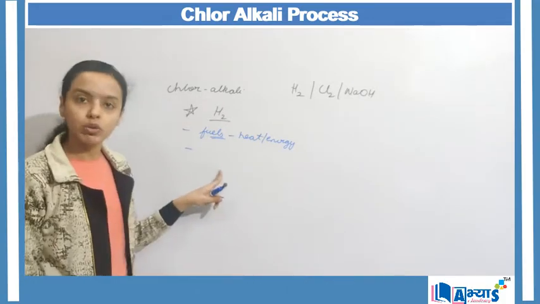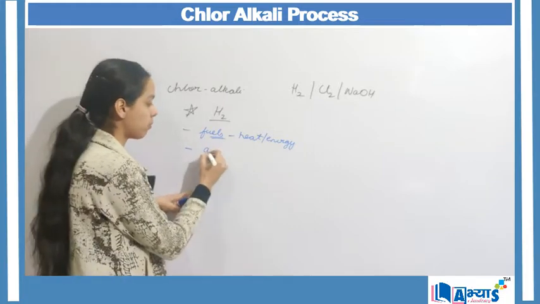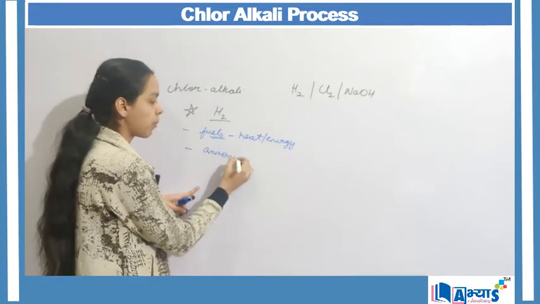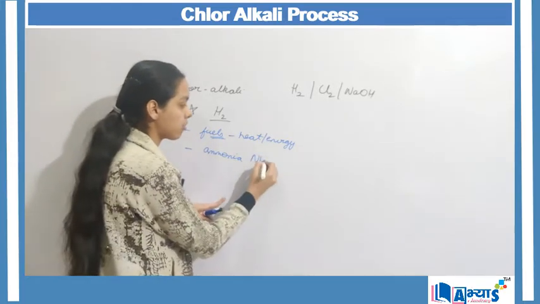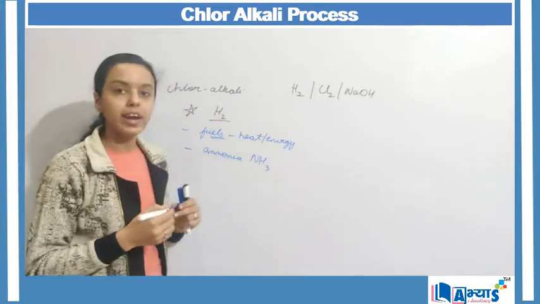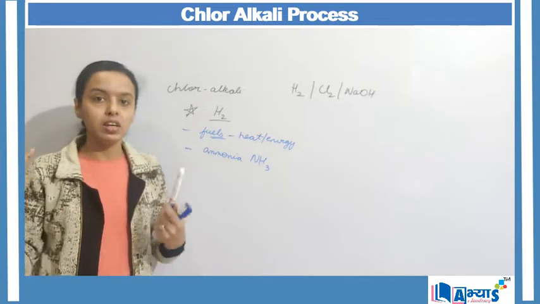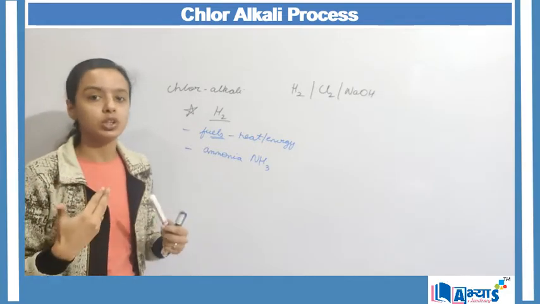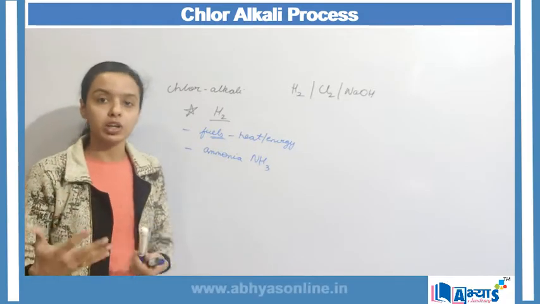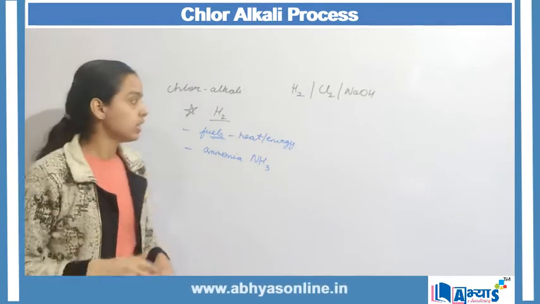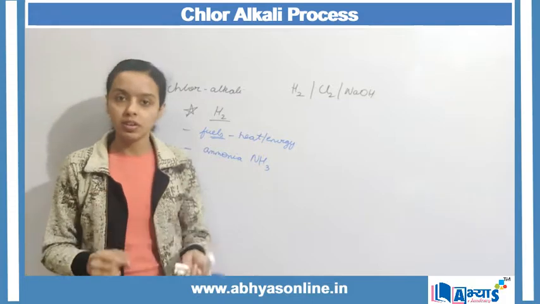The next use of hydrogen is in the manufacture of ammonia, whose chemical formula is NH3. When nitrogen combines with hydrogen, it results in the formation of ammonia. And this ammonia is very helpful for the production of good quality crops. These were the two important uses of hydrogen.